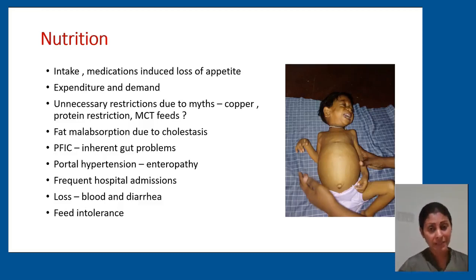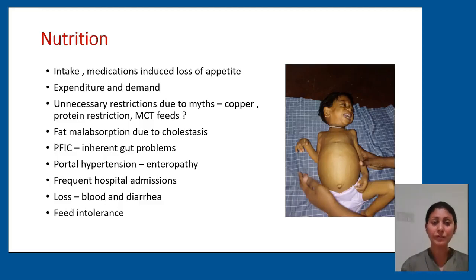Their intake is limited because they have loss of appetite, and they are on a list of medications which would make their appetite worse. So their intake is less. Their capacity to hold food in the tummy is less because their tummy is occupied with hepatosplenomegaly as well as ascites. And sometimes they do have bowel distension as well if they have recurrent episodes of cholangitis. Though the intake is less, their expenditure is high, their basal metabolic rate is high. And on top of that, they have fat malabsorption and vitamin deficiencies as well.